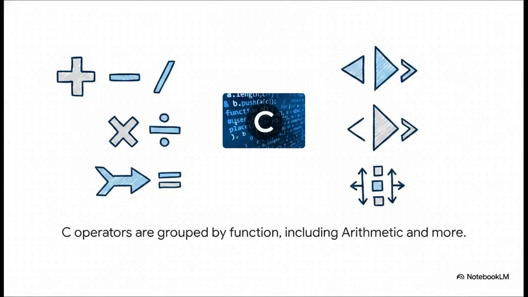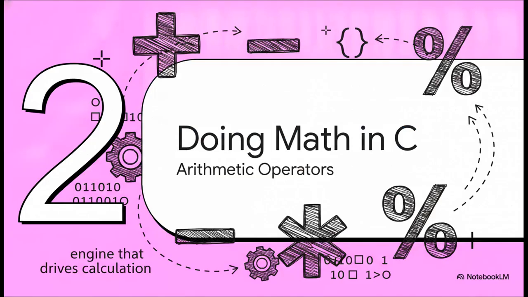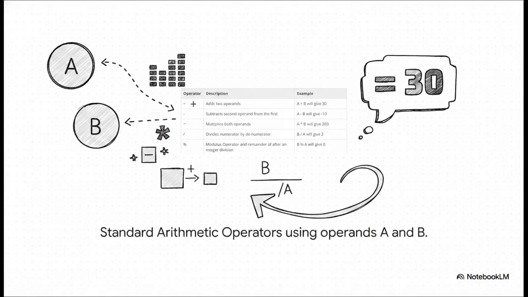The C language actually organizes these tools by what they do, their function. We've got arithmetic operators for crunching numbers, relational ones for comparing values, logical operators for handling complex conditions, and bitwise for getting right down to low-level data manipulation. Moving on to Section 2. Doing math in C with arithmetic operators. Let's map out the basics.